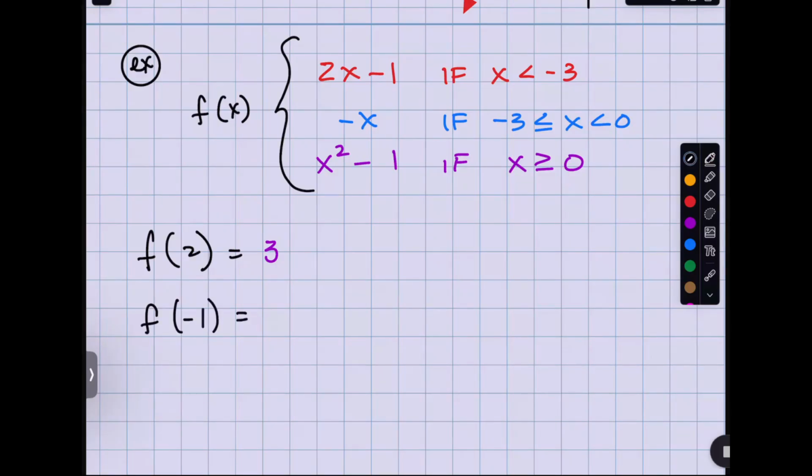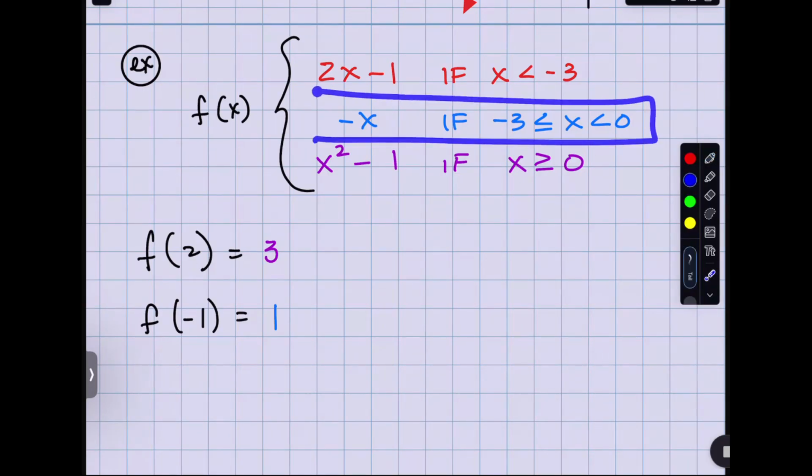How about if I said f of -1? Blue. What would you get? -1 is positive 1. You're looking at the third equation. Sorry, blue. That's why I use blue ink right here.